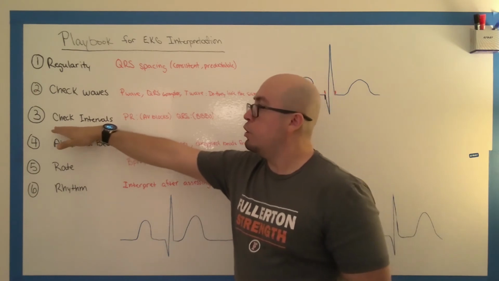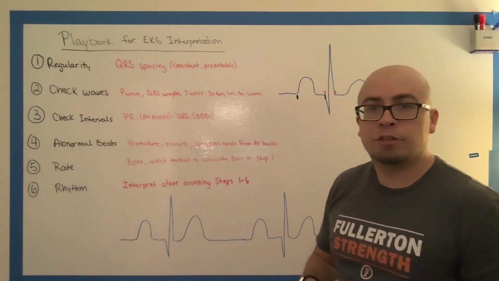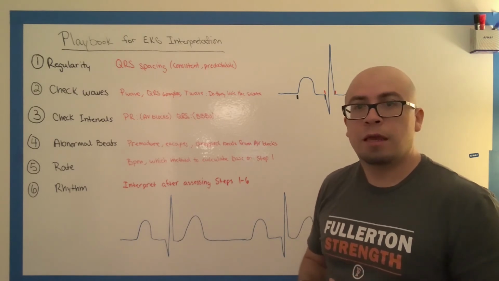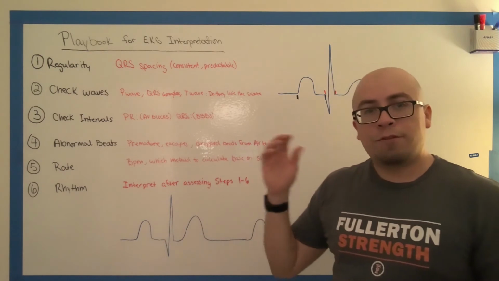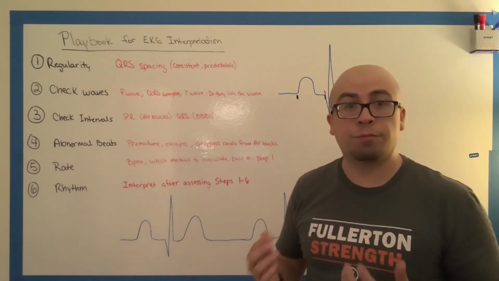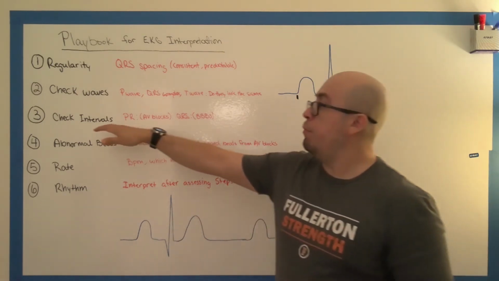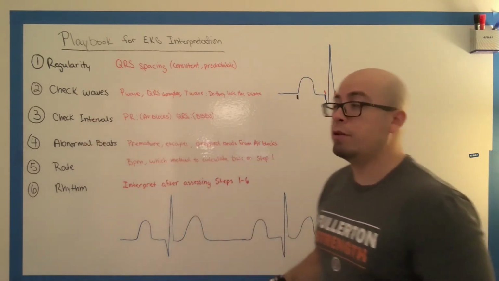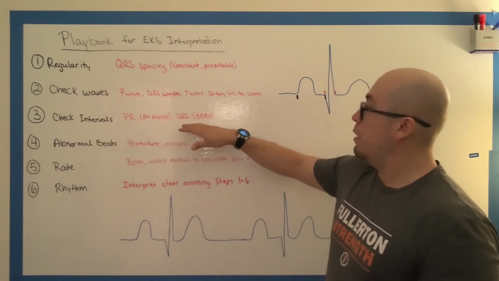What you want to do is check for your intervals. This is an important part in interpreting EKGs. I like to put this at step number 3 so that you get familiar and you don't overlook things like atrioventricular blocks or bundle branch blocks. Checking for your intervals is going to give you information and insight on AV blocks and bundle branch blocks.